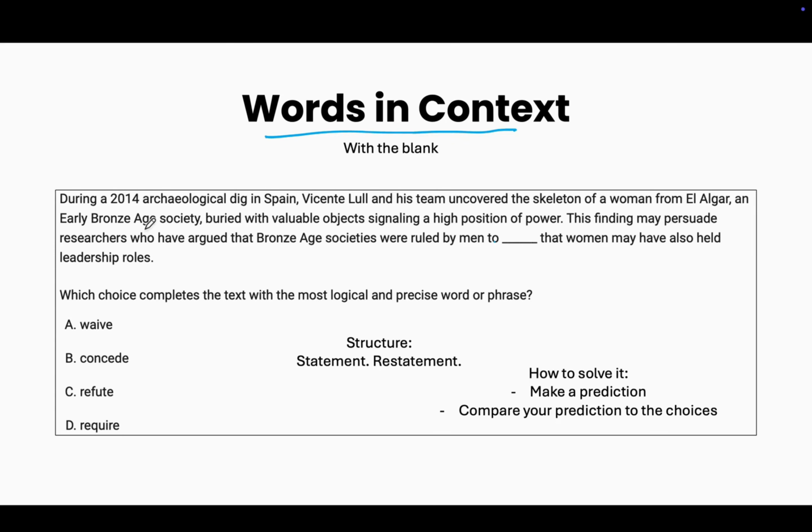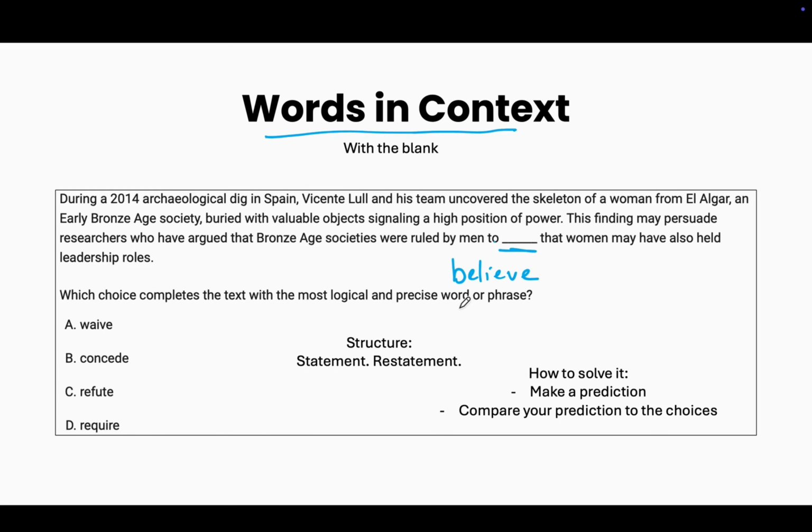Here's the passage. During a 2014 archaeological dig in Spain, Vincent Lol and his team uncovered the skeleton of a woman from El Algar, buried with a valuable object signaling high power. This finding may persuade researchers who have argued that Bronze Age societies were ruled by men too. So, what should go in the blank? Well, if the finding shows a powerful woman, then the researchers who said only men rule might now have to admit or believe women could rule too.